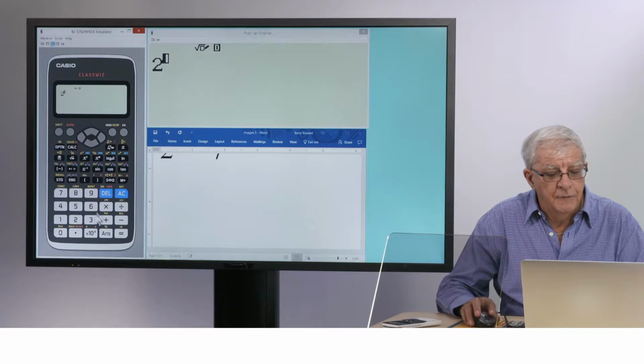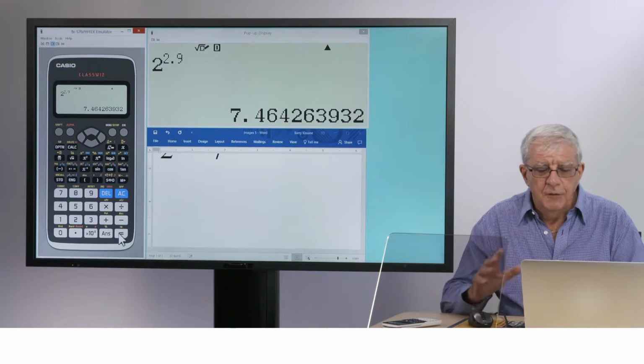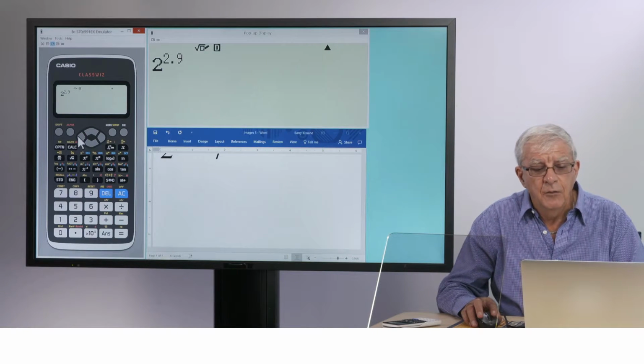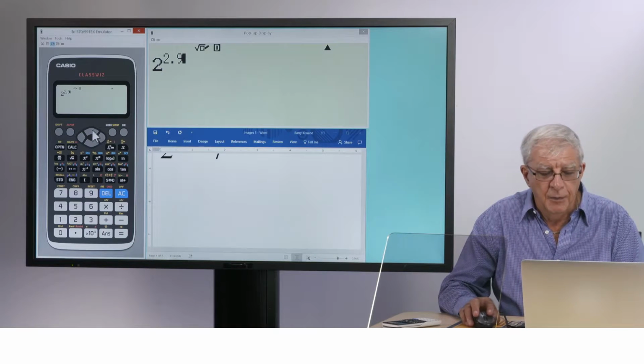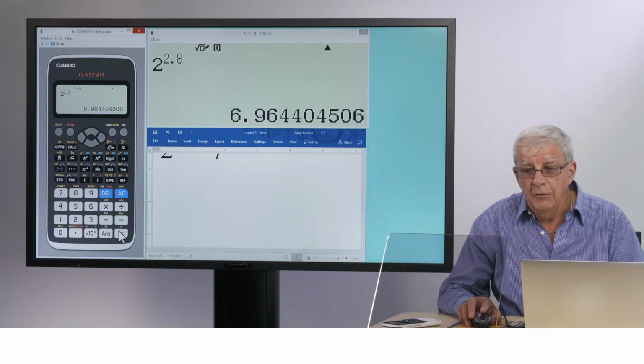2 to the power, let's say 2.9. Is that equal to 7? No, it's a little bit too large. So let's improve the guess, and I'm going to use the left cursor key here and edit that value and change it to something a little bit less, maybe 2.8. No, that's a little bit too small.